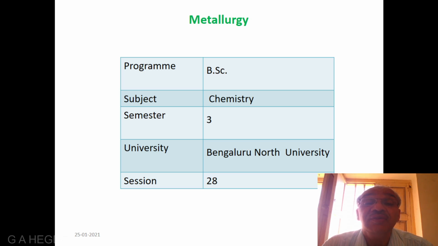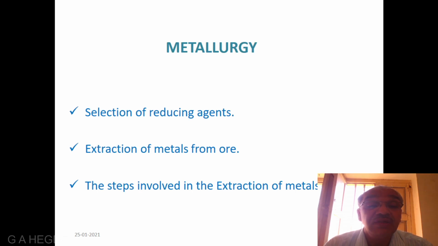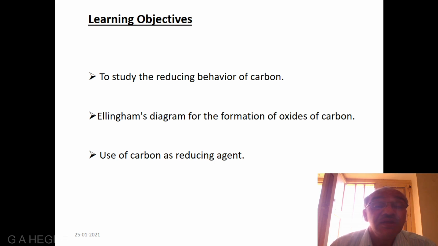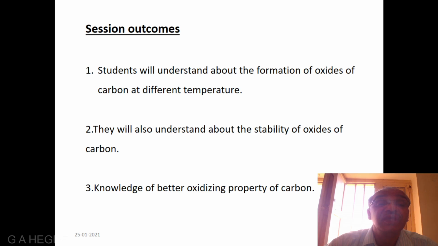Today, we shall discuss the second session of metallurgy. This chapter is included for third semester BSc, Bangalore North University. In this session, we shall discuss selection of reducing agent, extraction of metal from ore, and the steps involved in the extraction of metals. Here, we will be discussing the reducing behavior of carbon, Ellingham's diagram for the formation of oxides of carbon, and uses of carbon as reducing agent.